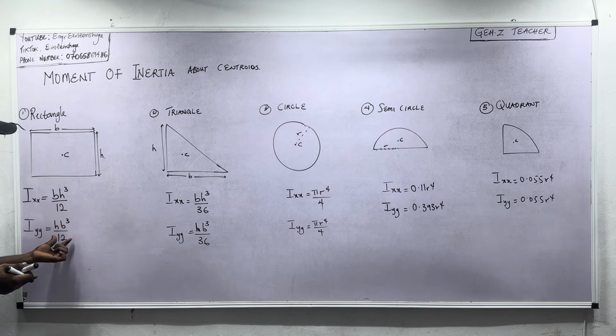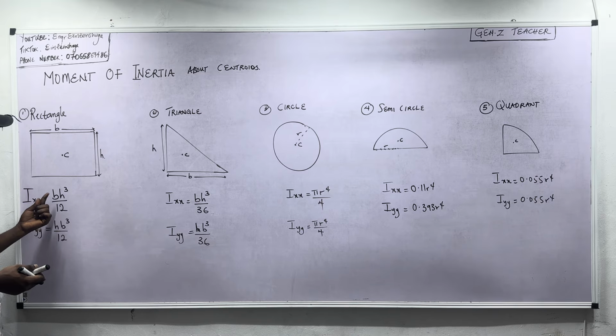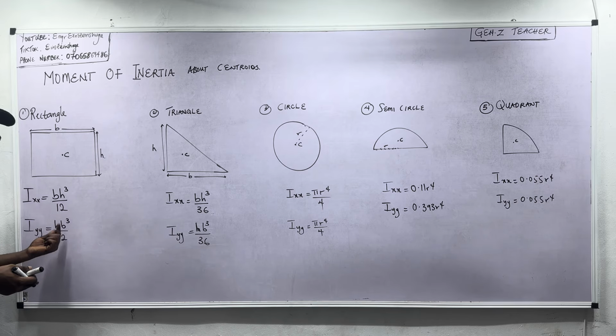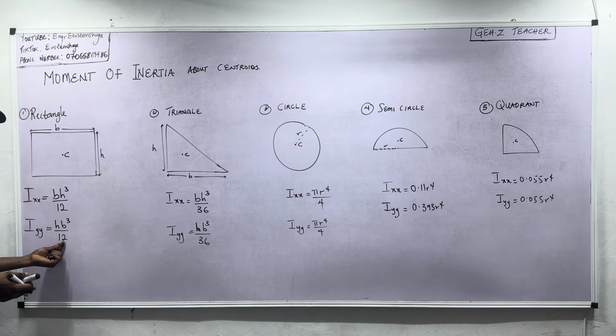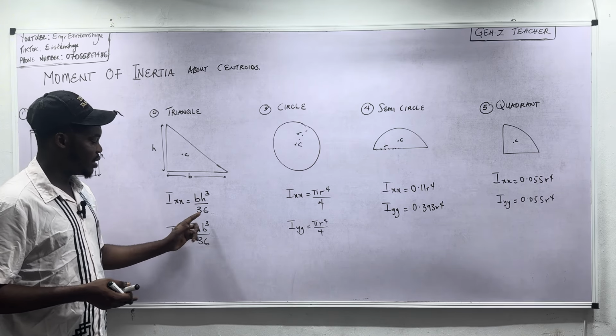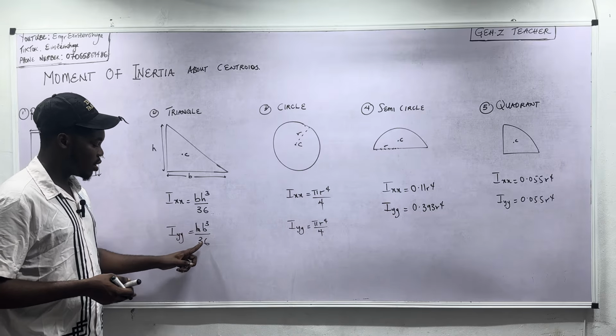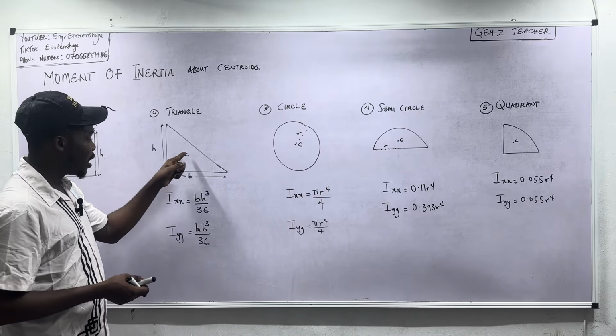Same formula, but for the one about the y centroid, we're changing the cube from the h to the b. So for x, we have bh cubed over 12. For the y, we have hb cubed over 12. This is very important. Now for the triangle, we have bh cubed over 36, and then for y we have hb cubed over 36, the moment of inertia about the center.